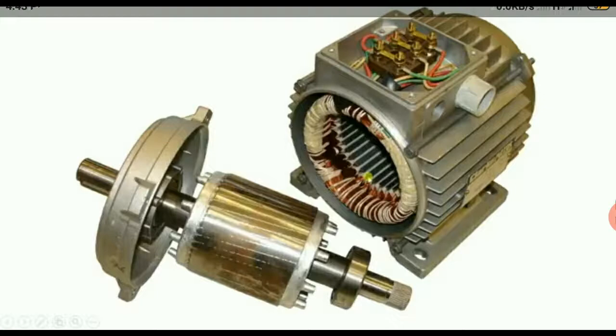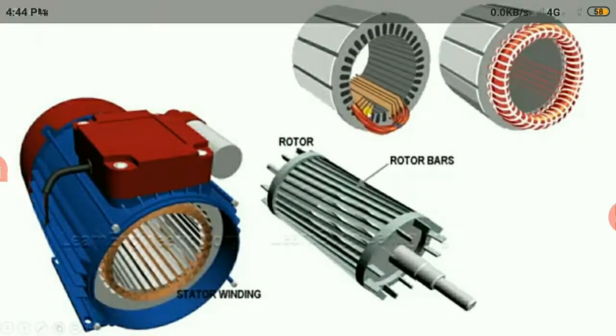In this squirrel cage induction motor, the rotor has some specifications. It has two end rings, and they are shorted by aluminum bars instead of windings. You have seen this in the three phase induction motor, but here there is a difference in the rotor construction. Here is the rotor construction. Rotor bars are tilted. This type of construction is squirrel cage type.